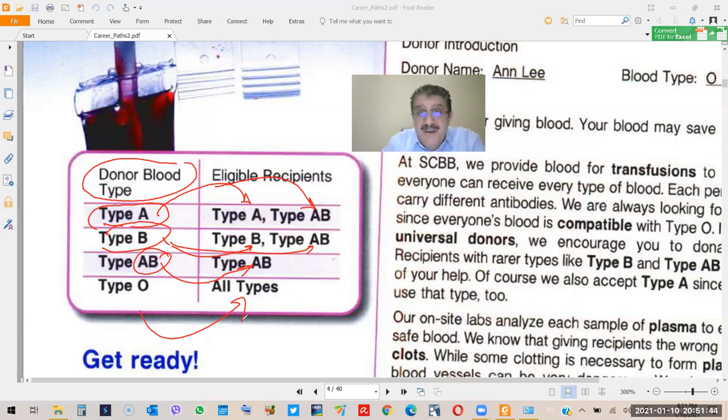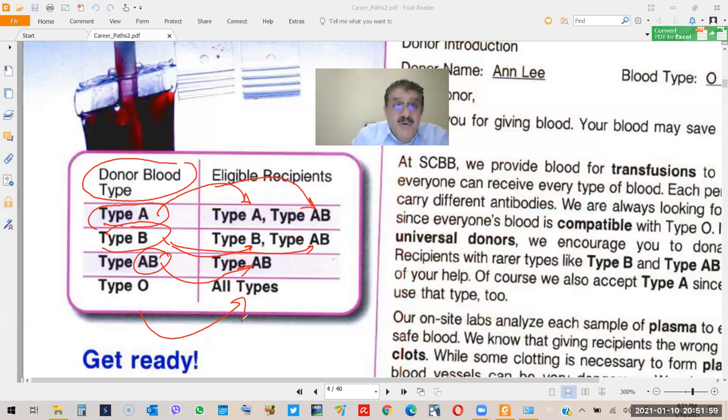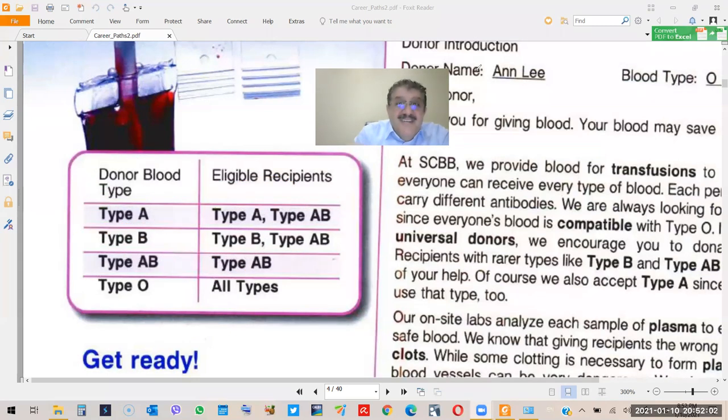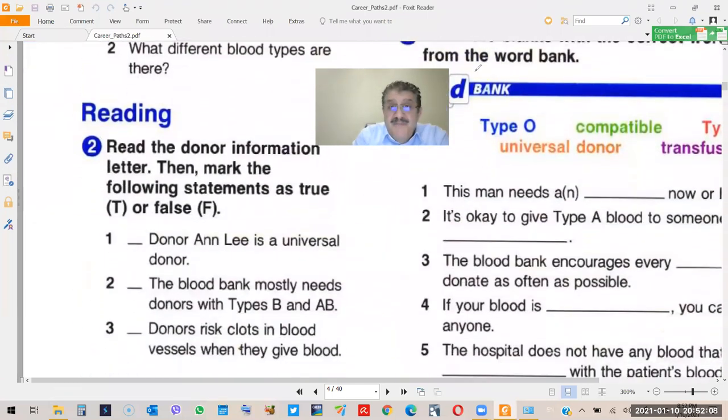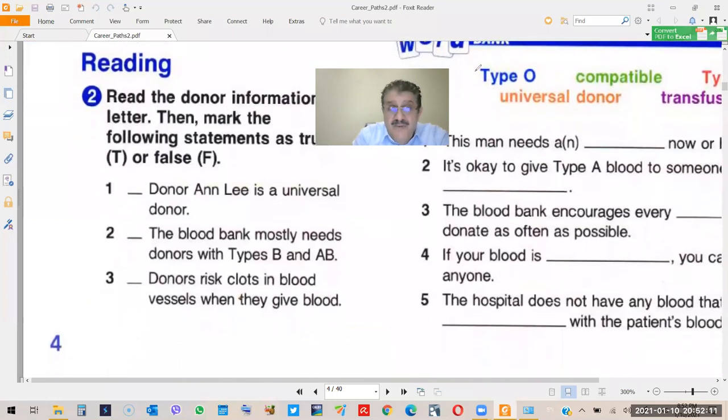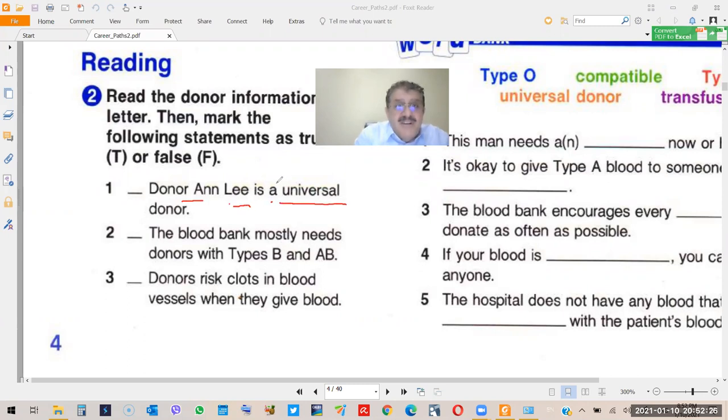I don't know which blood type is yours. I don't know if you are the stingy AB or the very, very generous O. Okay, now I'm going to go to the first question about true and false. We have just three questions to answer. Question number one: Donor Ann Lee is a universal donor.